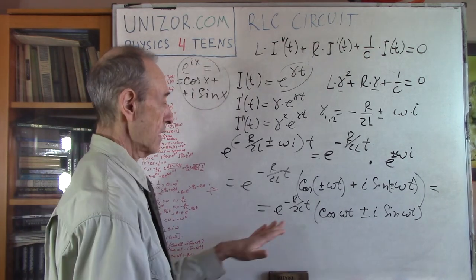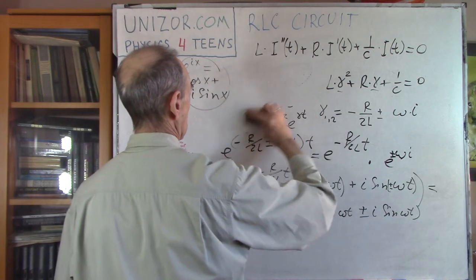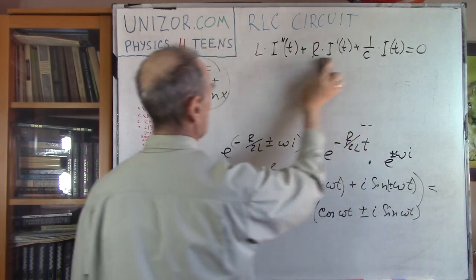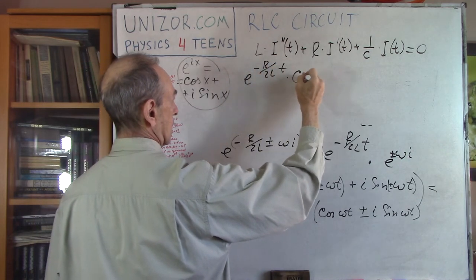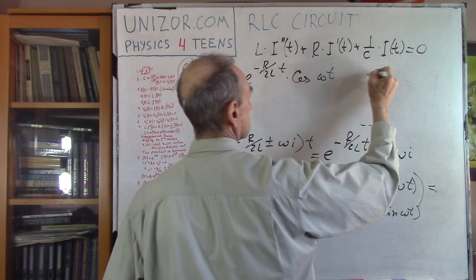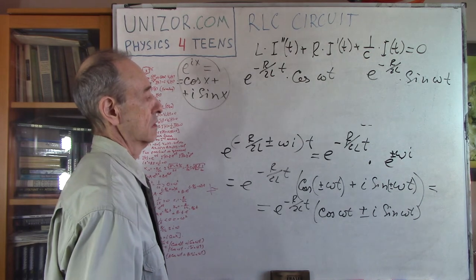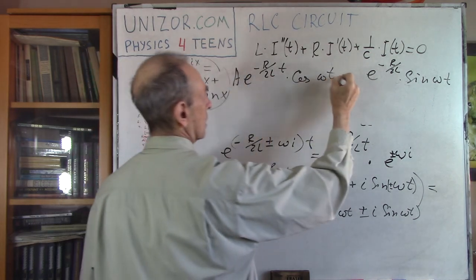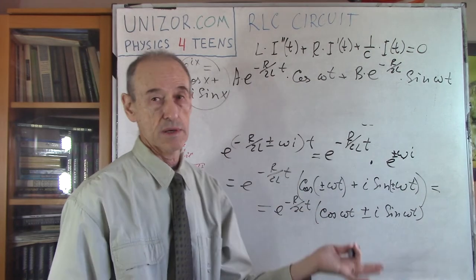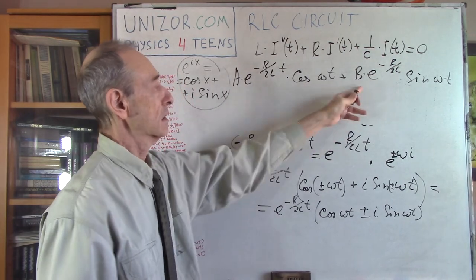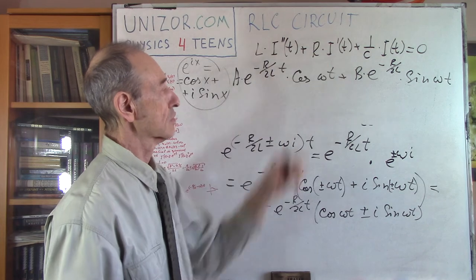And as I was saying, if I take only the real part, it would be a solution. Which means e to the power minus r over 2l t times cosine omega t is a solution, and e to the power minus r over 2l t times sine omega t is another solution. And if I do this, I will have the complete solution. Plus or minus doesn't really matter, because A and B are, as I was saying, for a general solution, I just have two partial solutions and any coefficients, including plus or minus, doesn't really matter. So these two partial solutions give me the general solution for this particular equation.